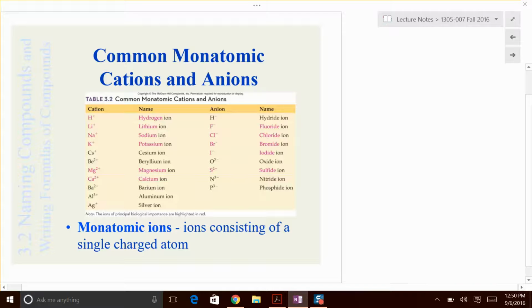Okay, so this is kind of a worthless slide. These are some cations. You know that from your periodic table. H+, Li+, these are some metals. Anions: F-, Cl-, Br-, etc. We can determine those from the periodic table.